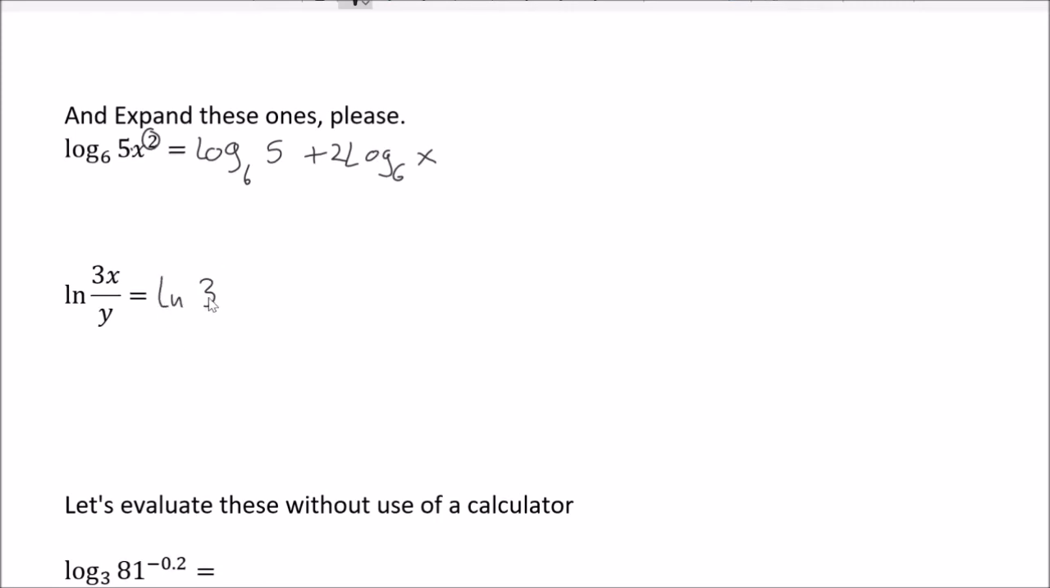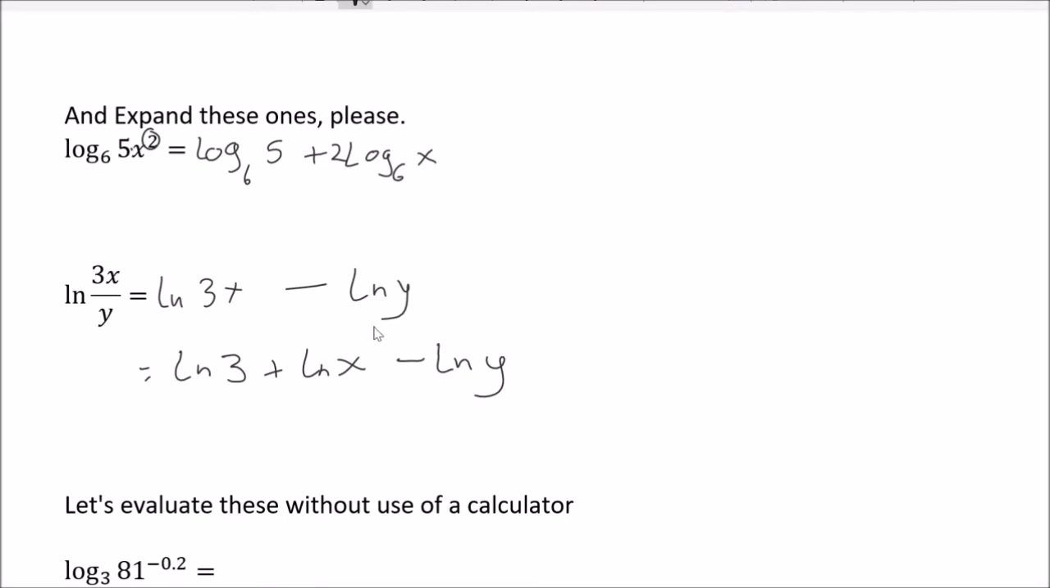Natural log of 3x and natural log of y, and a little minus goes in between them because there's division, and I can actually expand that a little more. Do you see what can continue? Okay, I can rewrite this now as natural log of 3 plus natural log of x minus natural log of y. Okay, so that's fully expanded.